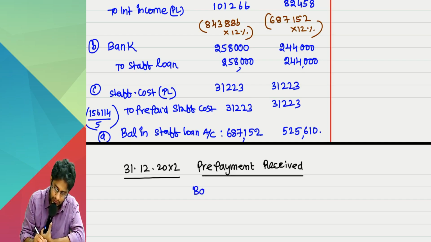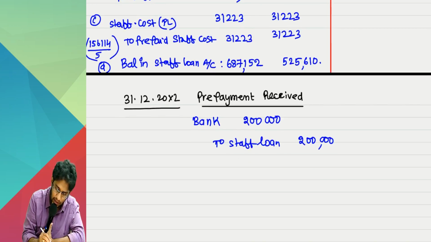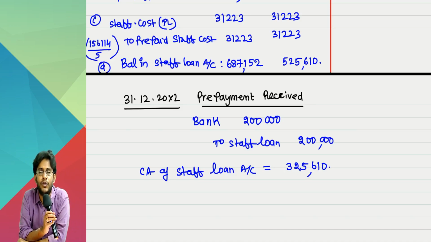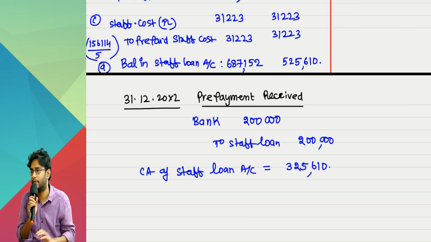You don't have a choice. You have to debit bank account. How much did he pay? 2 lakhs. Go credit this to your staff loan account normally as usual. 2 lakhs. After this, the carrying amount of staff loan account will be 3,25,016. Tell me, ma'am, this 2 lakh rupees extra whatever he paid now, is it within the plan or unexpected?